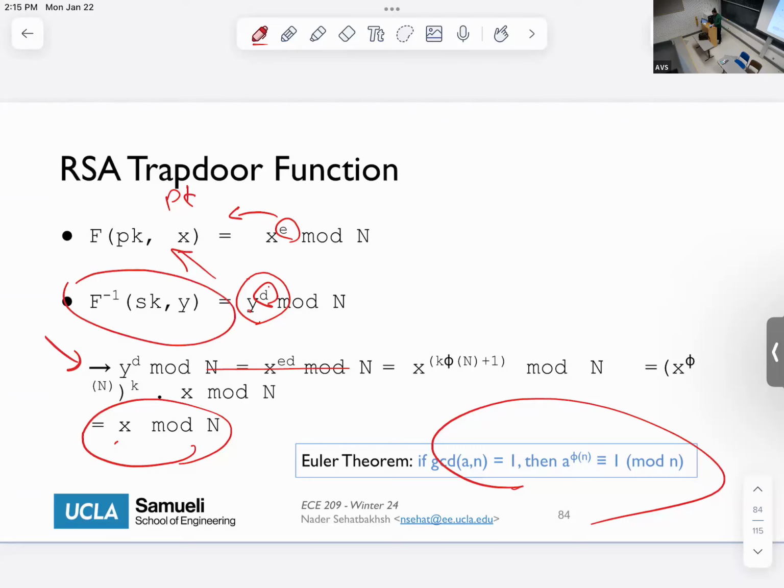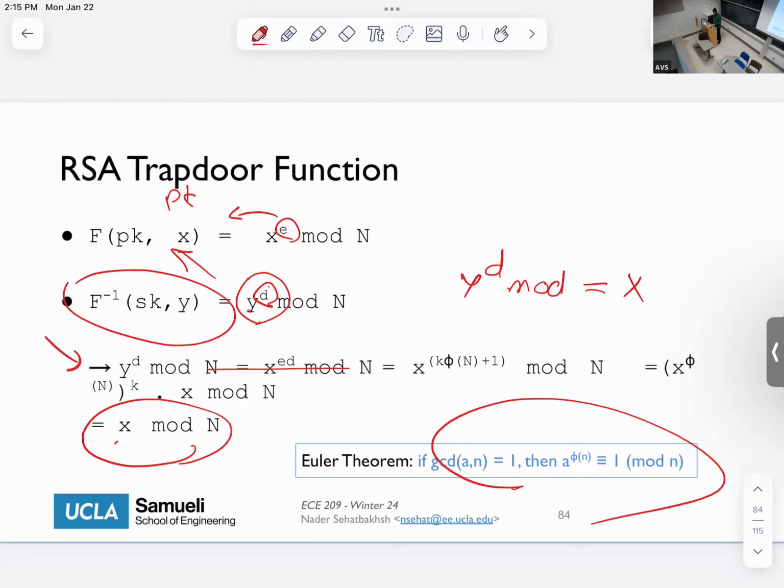In order to understand why y to the d modulo n actually is equal to x, you have to break this down this way. y itself is x to the power of e. In other words, y to the power of d modulo n is equal to x to the power of e times d modulo n.